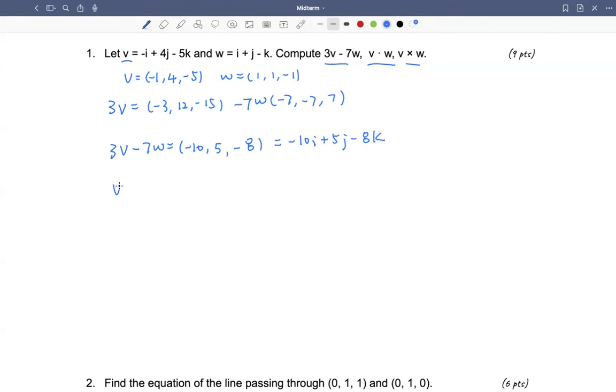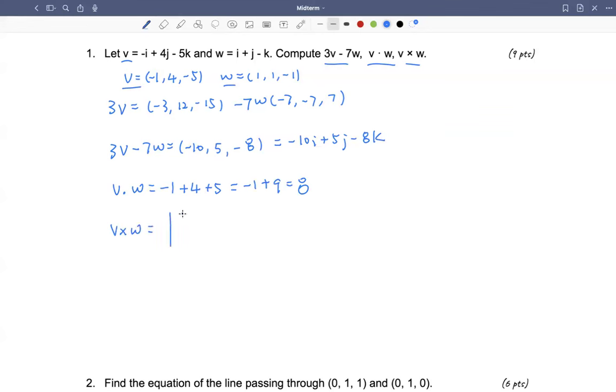Now V dot W. That product is a number, right? It's not a vector anymore. So we just multiply V and W component-wise: negative 1 times 1 is negative 1, plus 4 times 1 is 4, negative 5 times negative 1 becomes positive 5. So negative 1 plus 9, that's 8. Now V cross W.